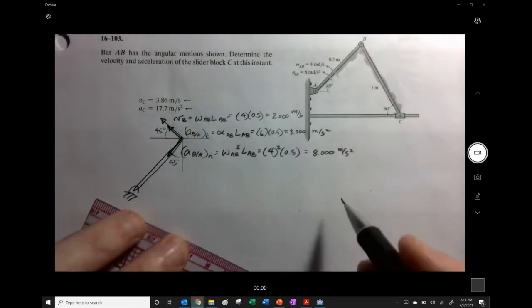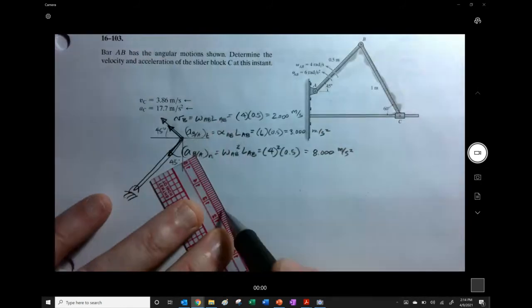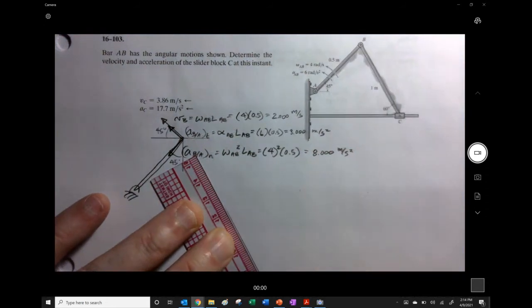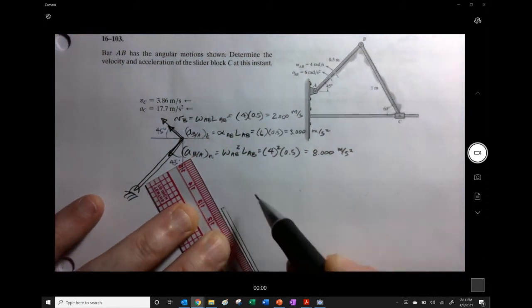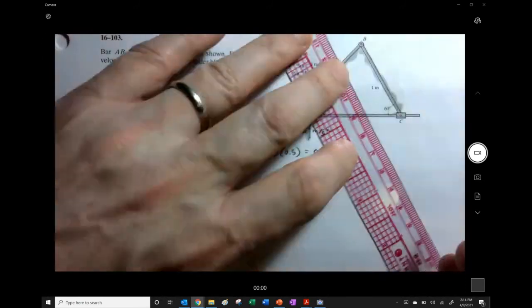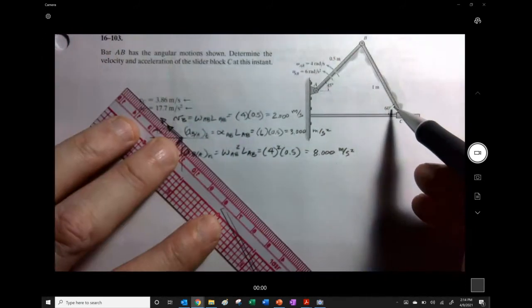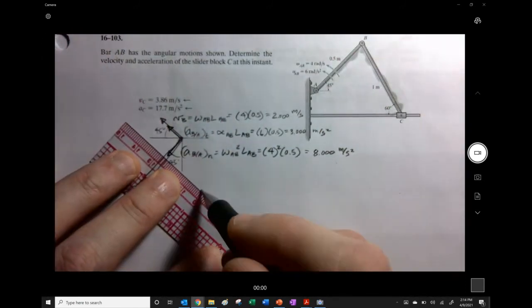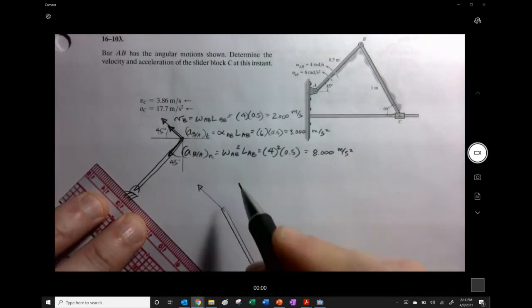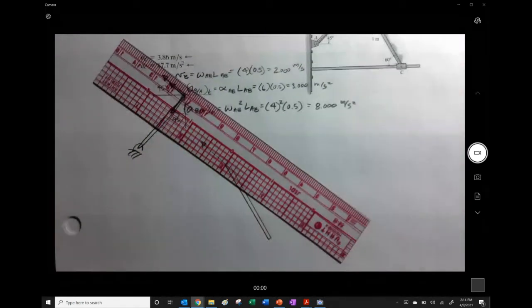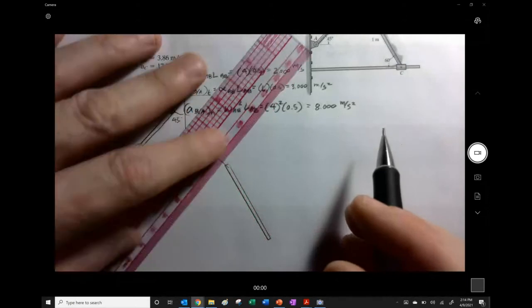So I want to find out my ICR from this thing right here, of that piece. This is at 60 degrees. This is at that way right here. And it helps to have a nice little ruler to do all these things.